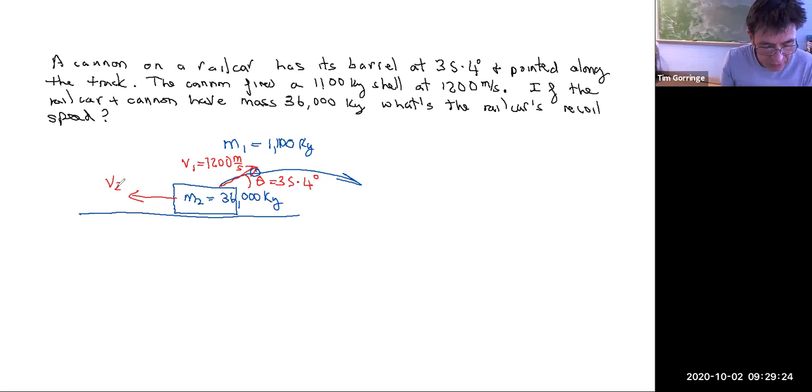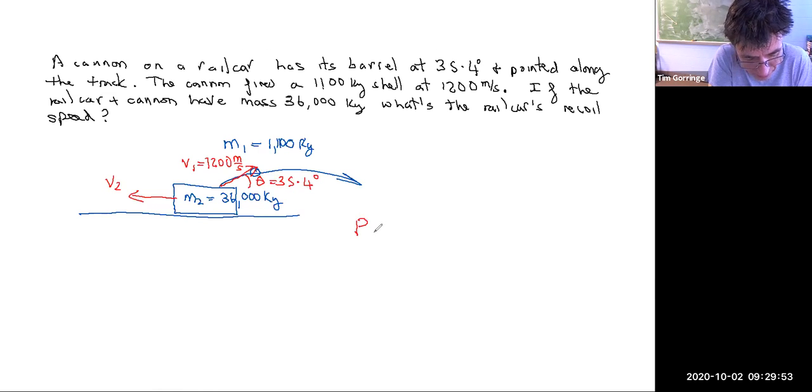So the basic idea is that before we fire the shell, the momentum is zero. And because of momentum conservation, after we fire the shell, the total momentum of the shell and the rail car will still be zero. Despite the fact they individually have momentum, they individually are moving, their total momentum must still be zero. So I'm going to write that down.